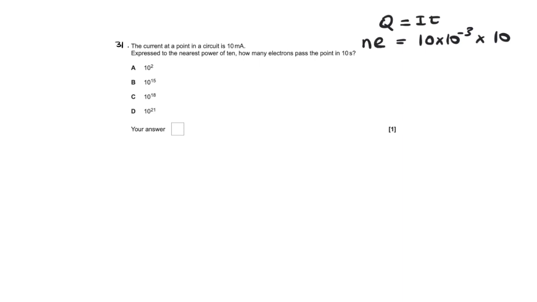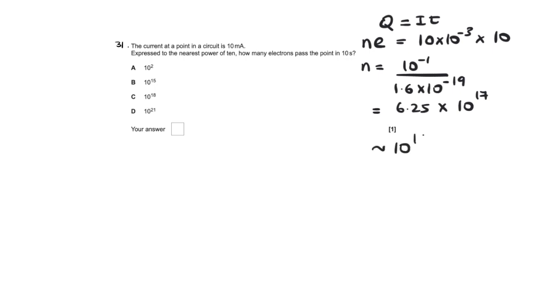and that is equal to N times E. So if we are working out the number of electrons, all we have to do is divide this by the value of the charge. That is going to be 10 to the power of minus 1 over 1.6 times 10 to the minus 19, which gives quite a big number, 6.25 times 10 to the power of 17. That can roughly be rounded to 10 to the power of 18, and therefore C is my answer.